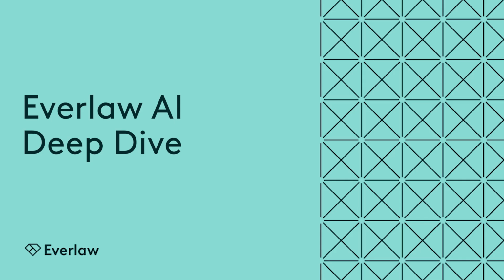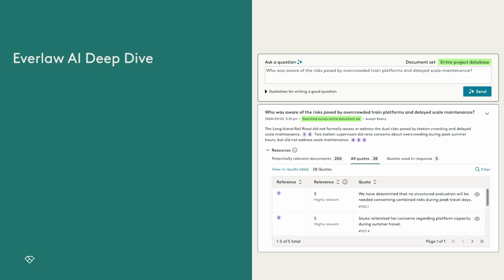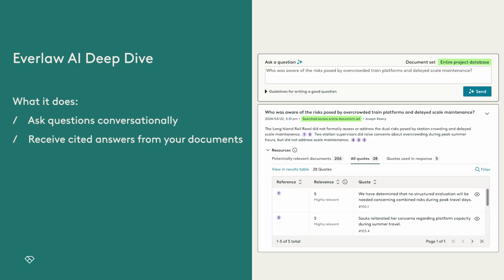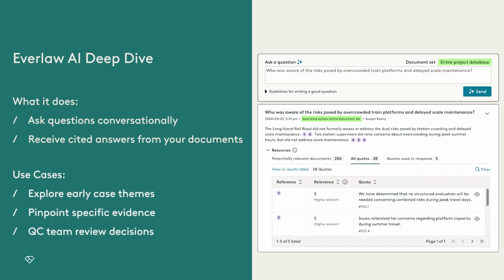Today, I'm going to be introducing you to Everlaw AI Deep Dive. Deep Dive allows you to ask questions about your case, just as you would a colleague, and receive citation-backed answers directly from your documents. Use it to ask open-ended questions during early case exploration, pinpoint specific evidence to support your claims, and even QC your team's review later in the life cycle.